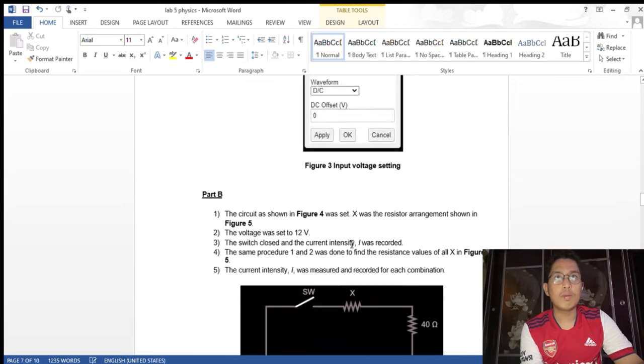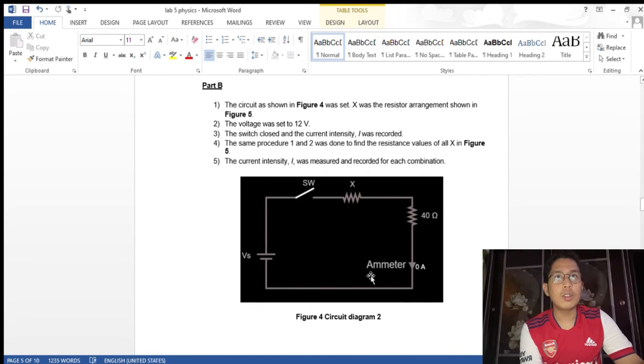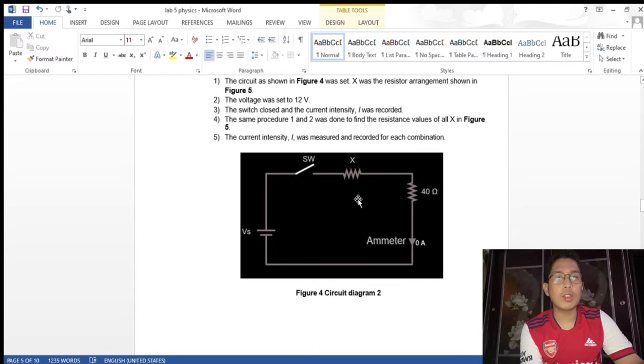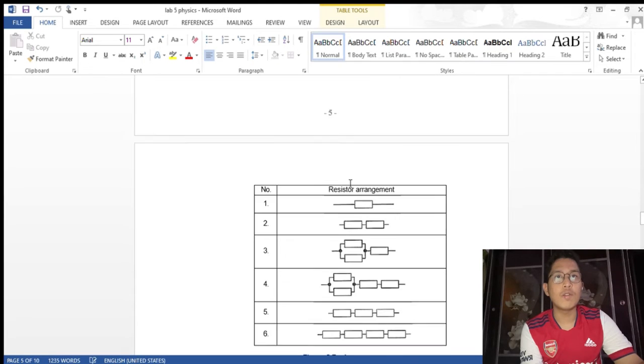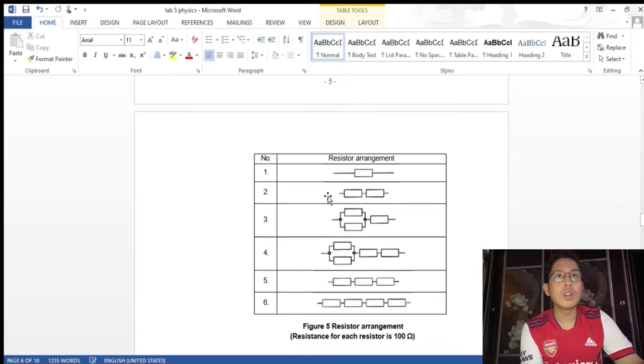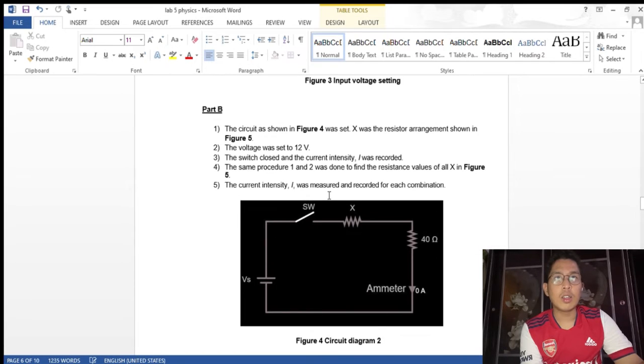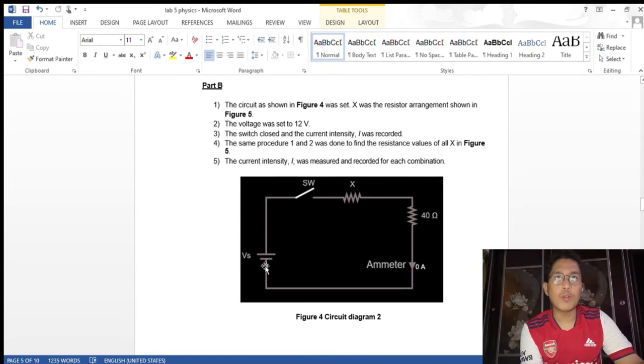Okay, for part B, this circuit was set in the website, and this Rx was the resistor arrangement as shown in figure 5, which is this, and we set the voltage to 12 volt, and the switch was closed, and the current intensity was recorded. So the same procedure 1 and 2 was done to find the resistance value of Rx in figure 5, and the current intensity was measured and recorded for each combination.